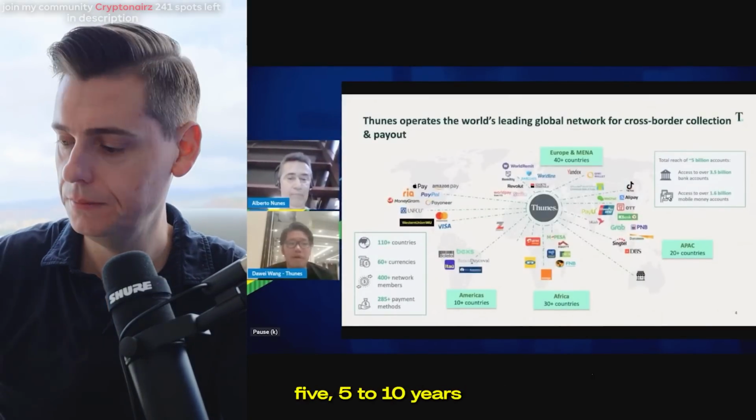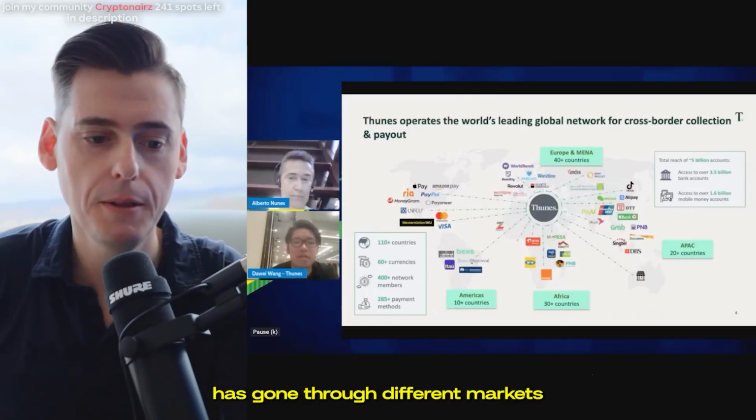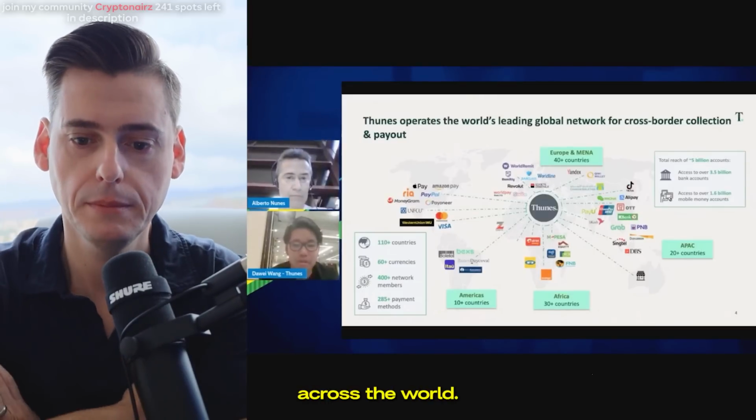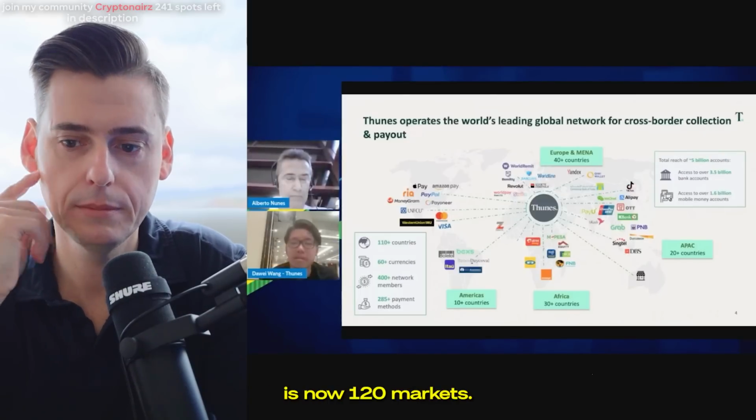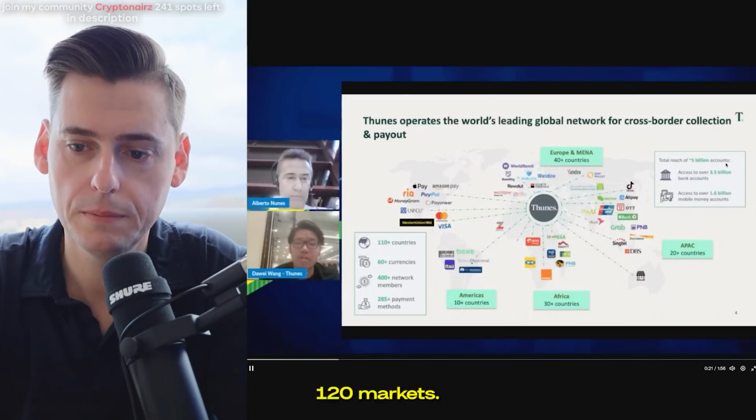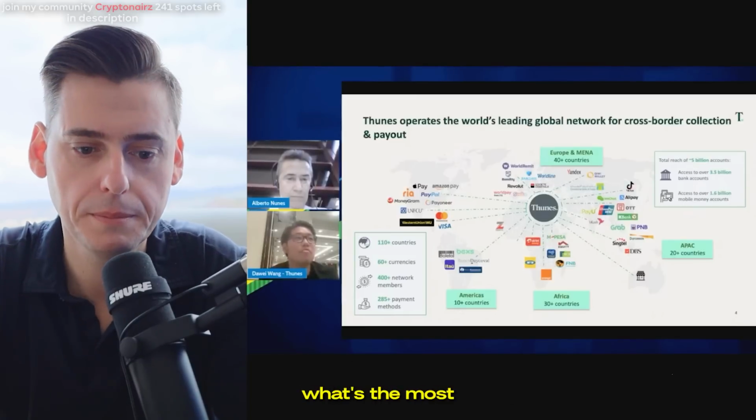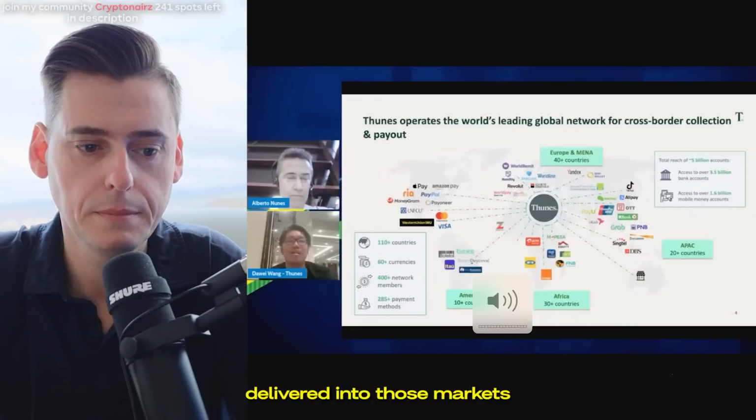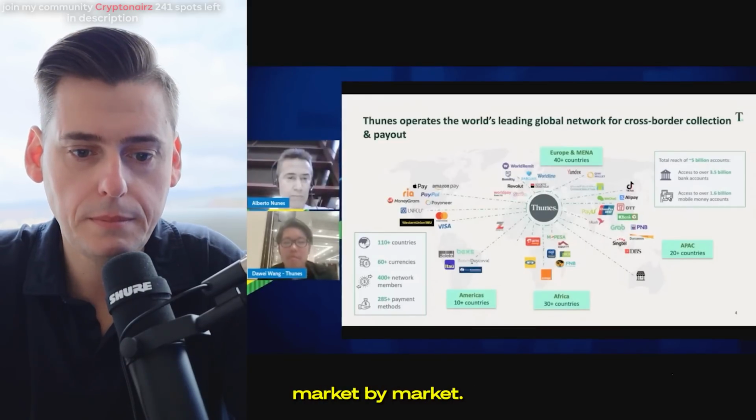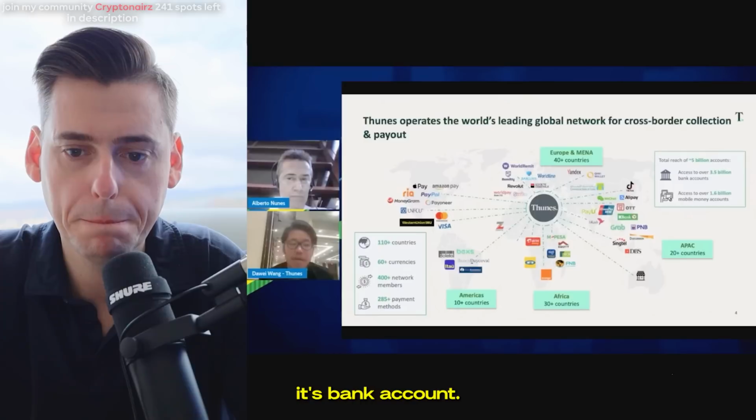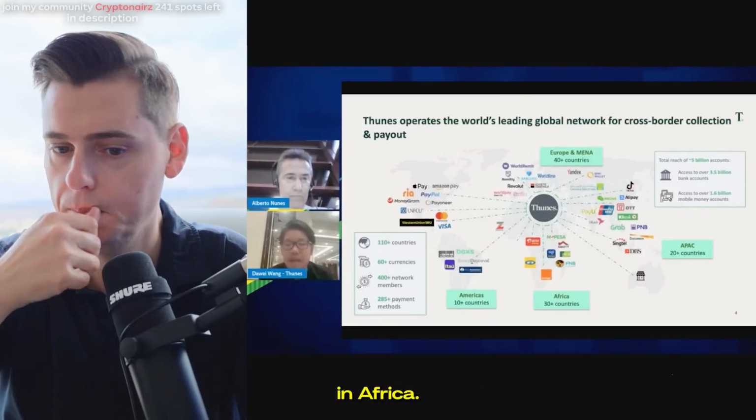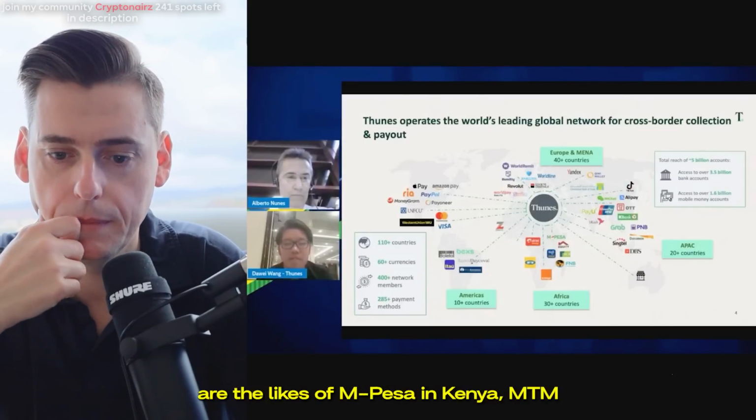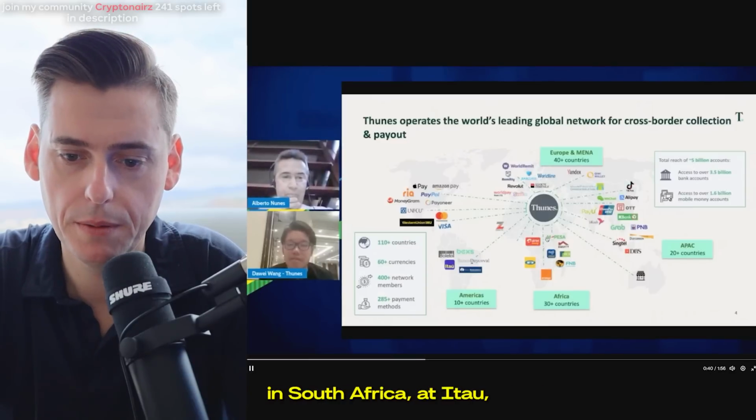So over the last five to 10 years or so, Thunes has gone to different markets across the world. And the number of those markets is now 120 markets. And we have gone to all those 120 markets. We have identified the most relevant options to get money delivered into those markets, market by market. So for some of those markets, it's bank account. For some of those markets, it's mobile wallets. So in particular, in Africa, those wallets are the likes of M-Pesa in Kenya, MTN in South Africa, Airtel in Tanzania, and so on.